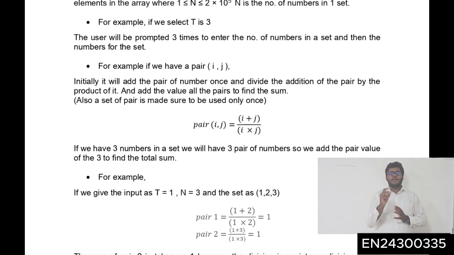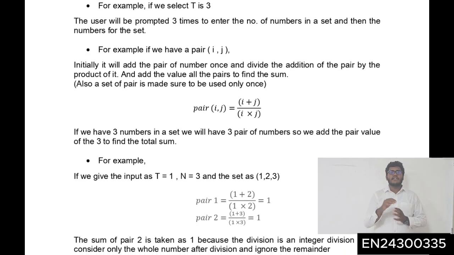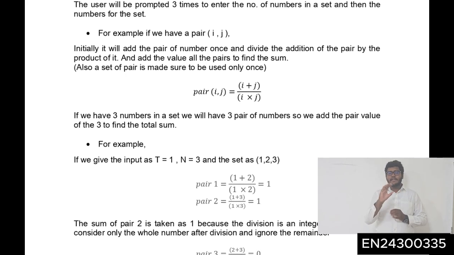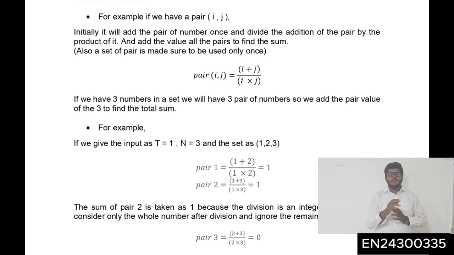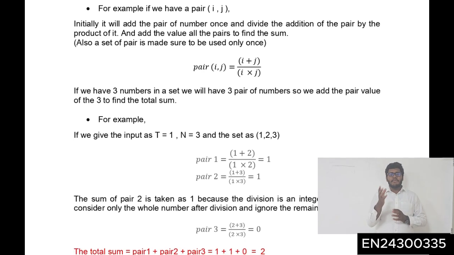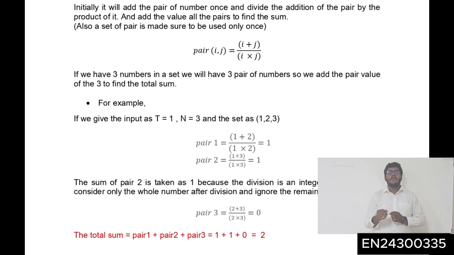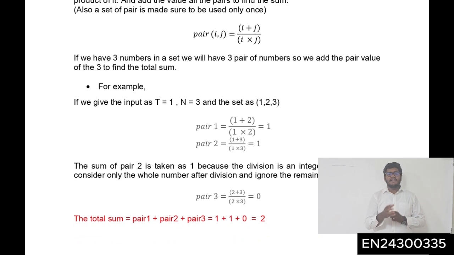For each pair, we calculate the sum of the two numbers and divide it by the product using integer division, which ensures we only take the whole number part and ignore the remainder. For the pairs in this example, the calculations are as follows. For the pair 1, 2, 1 plus 2 divided by 1 times 2, which is 3 by 2, which is equal to 1.